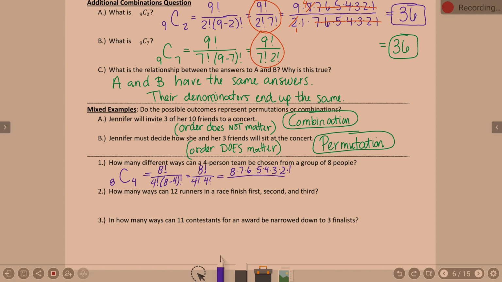Denominator, 4 factorial, 4, 3, 2, 1. Another 4 factorial, 4, 3, 2, 1. Are you guys practicing doing some of this canceling on your own? Are you getting the hang of it? I see a 4, 3, 2, 1 cancels with a 4, 3, 2, 1. What else did you want to cancel? 1, 2, 4, 5, cancel 8.